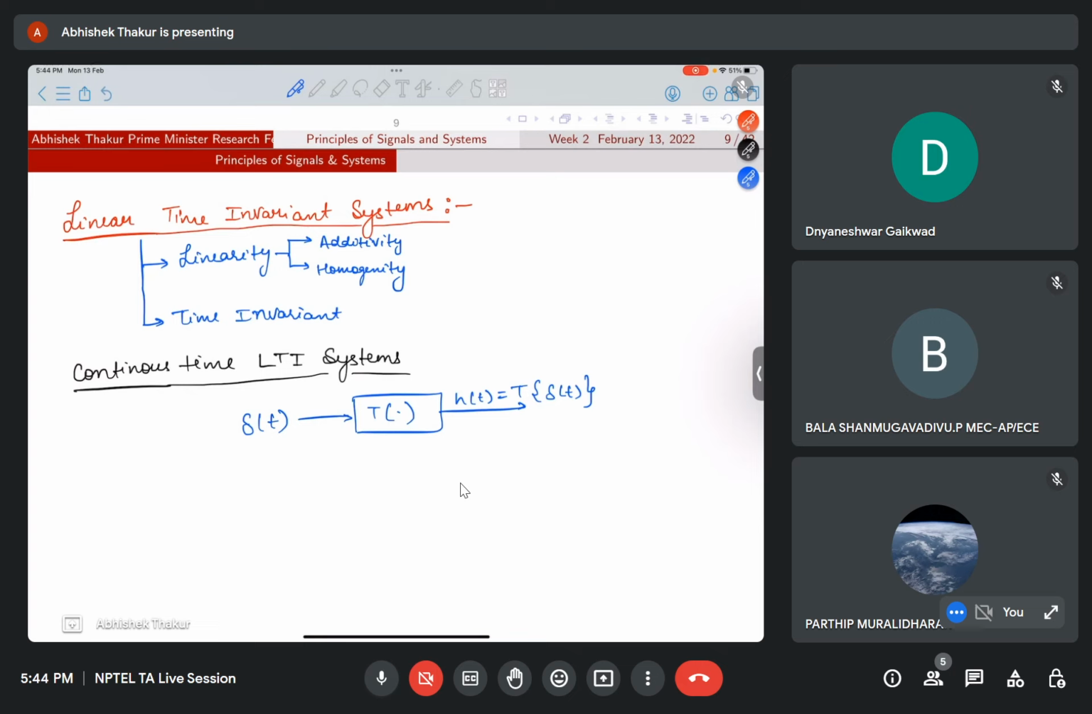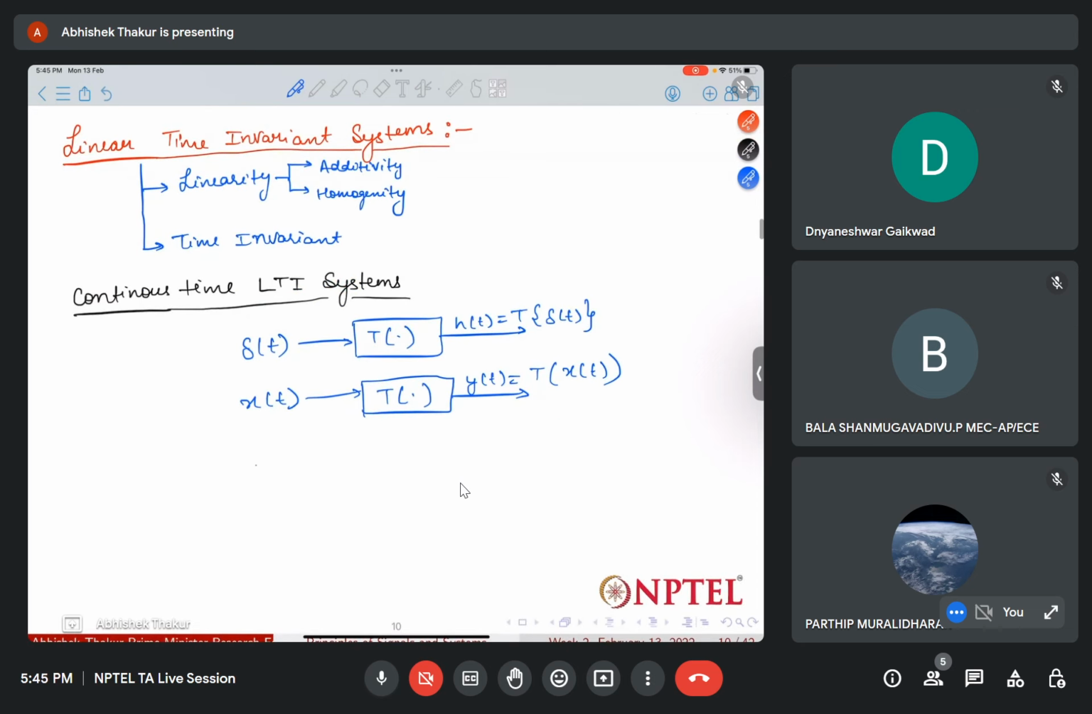Okay, now when xt is given to that system, then our output yt will be the transformation of xt. If we give xt equal to del t, that is the impulse function, then our yt is equal to ht, as we have seen in the first case here, that is the transformation of the impulse function.